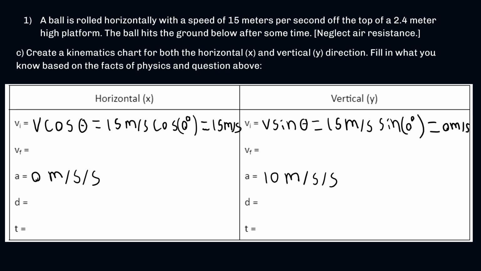Now, the other thing they give us in the question, they say that we are on top of a 2.4 meter high platform. So is height the vertical or the horizontal direction?